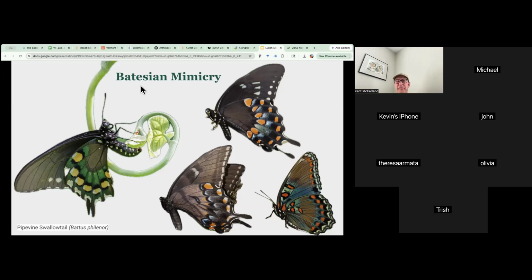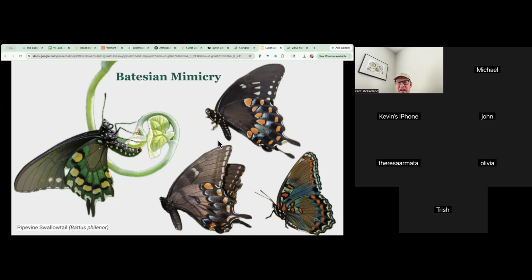And it's called Batesian mimicry because these are not poisonous. They just try to look like this one to try to cheat off of the poisonous model. So this is the poisonous model, and this is the cheater trying to cheat off of it. And so it gets selected for.